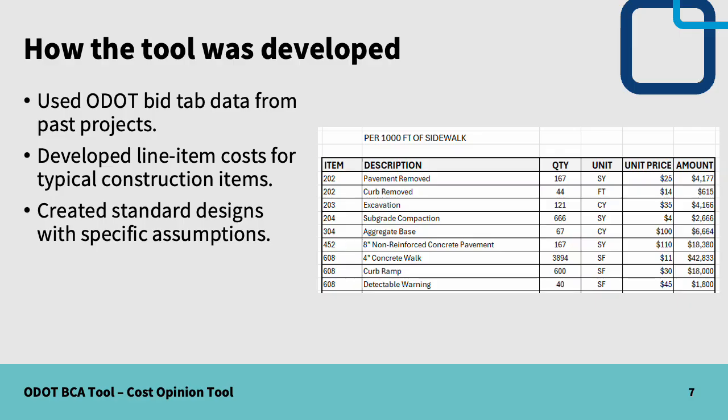For example, in the Sidewalks tab of the tool, shown here on the right, there are 9 typical pay items identified, such as excavation, 4-inch concrete walk, and curb ramps. Each element lists a typical unit price based on actual costs paid on ODOT projects. Each pay item also includes a typical quantity per 1,000 linear feet of sidewalk based on assumptions for project details, such as sidewalk width, number of driveways, and number of curb ramps.